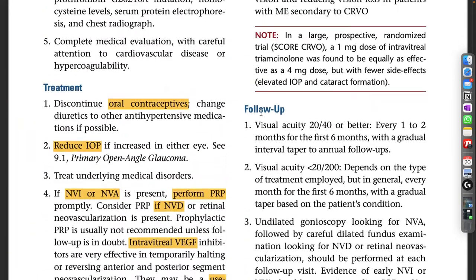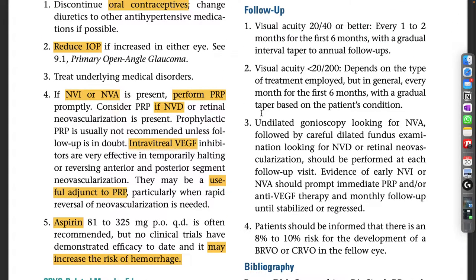but it's very, very important. Okay. Follow-up. What is the follow-up? How much is 20 by 40? Divide 20 by 3, you get 6, approximately. Divide 40 by 3, you get 12. So visual acuity 6/12 or better, every 1 to 2 months.